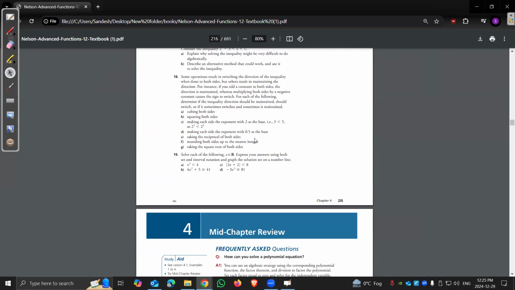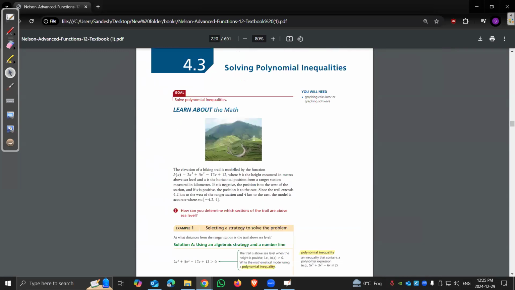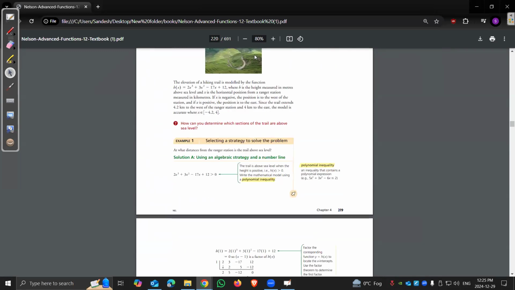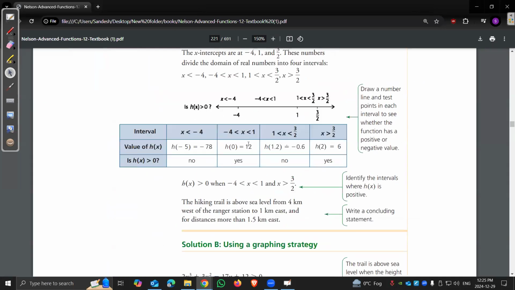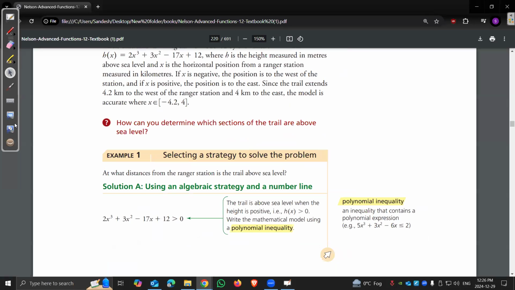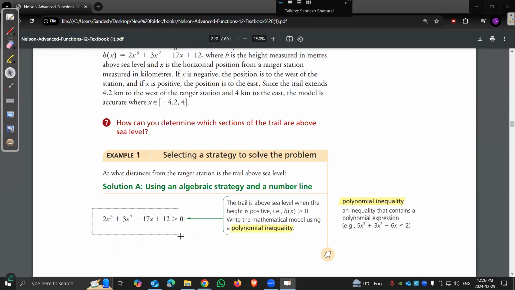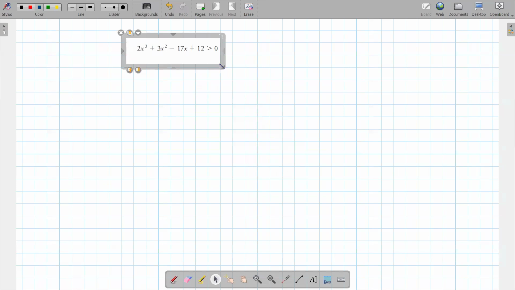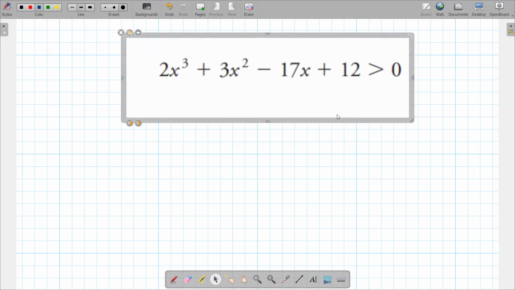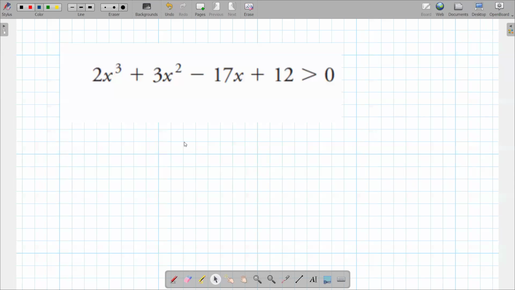So inequalities. Let's look at inequalities. All right. So we dealt with a polynomial equation. Now let's see how we can decipher a polynomial inequality. So here's the question. When is this function greater than 0? Greater than 0 simply means positive. So we have to answer this question.